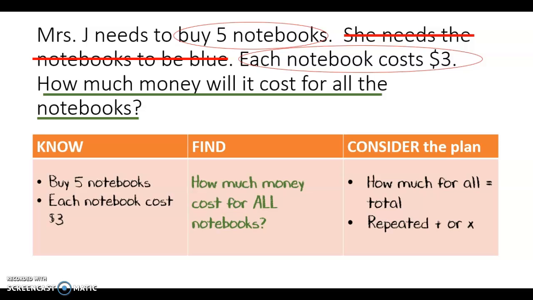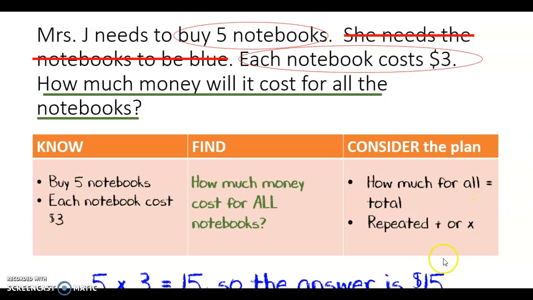I could do 3 plus 3 plus 3 plus 3 plus 3, or I could simply do 3 times 5 or 5 times 3, and that equals 15. So I know that the answer is $15.